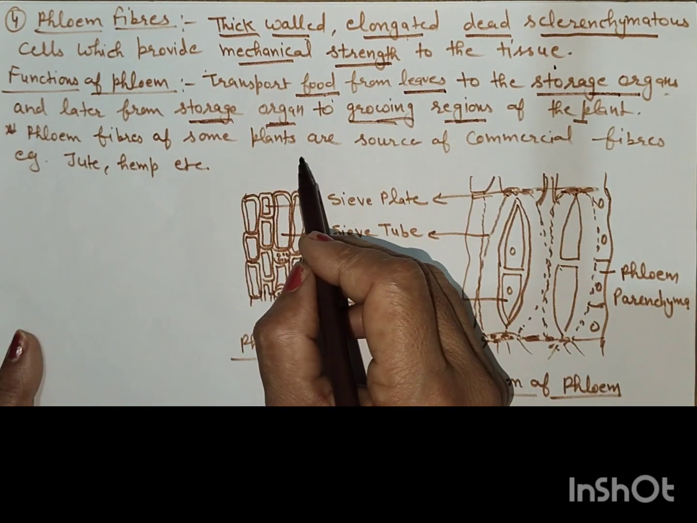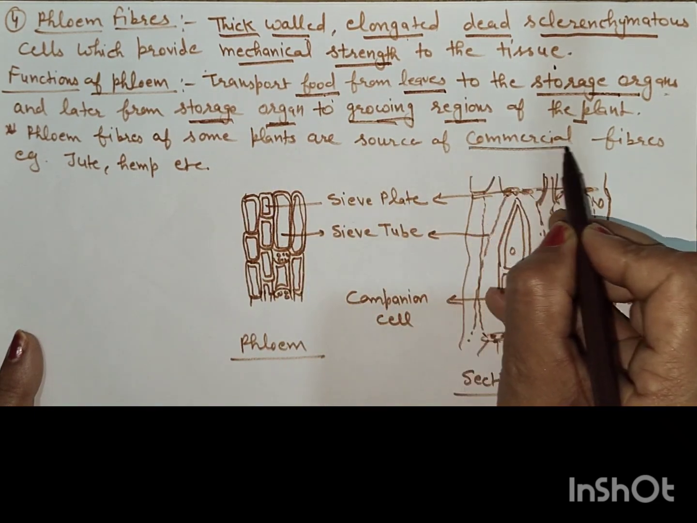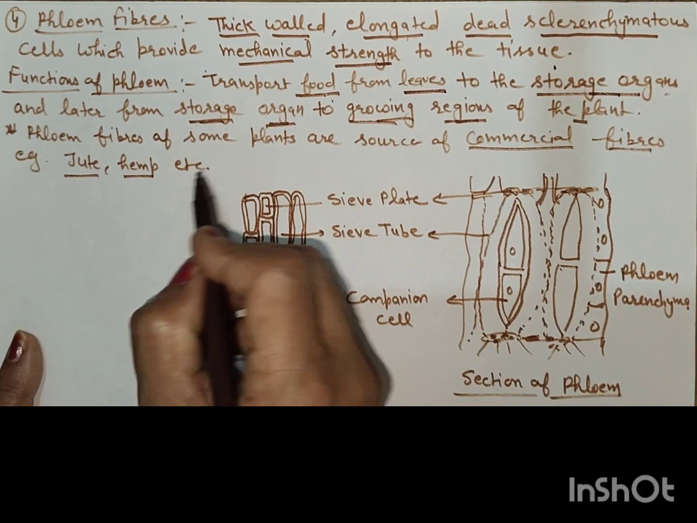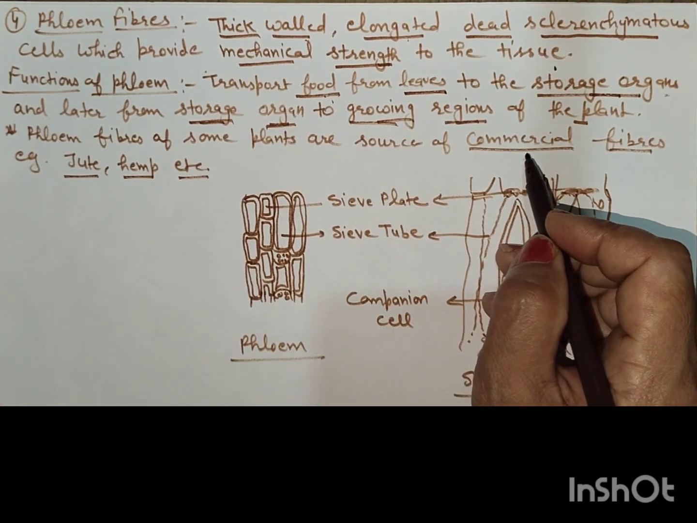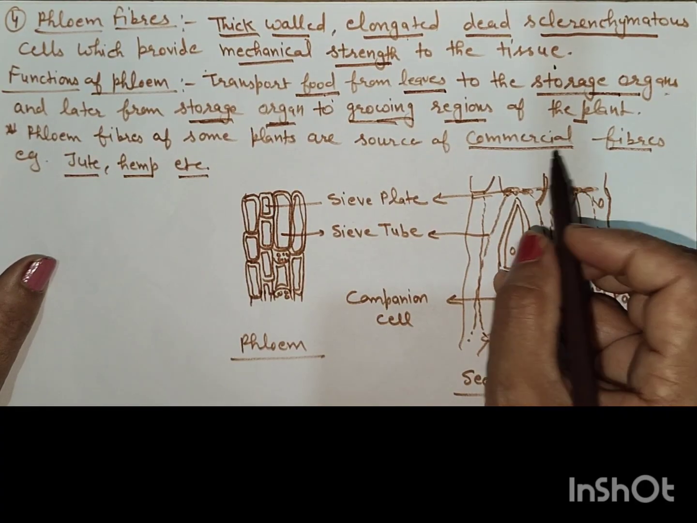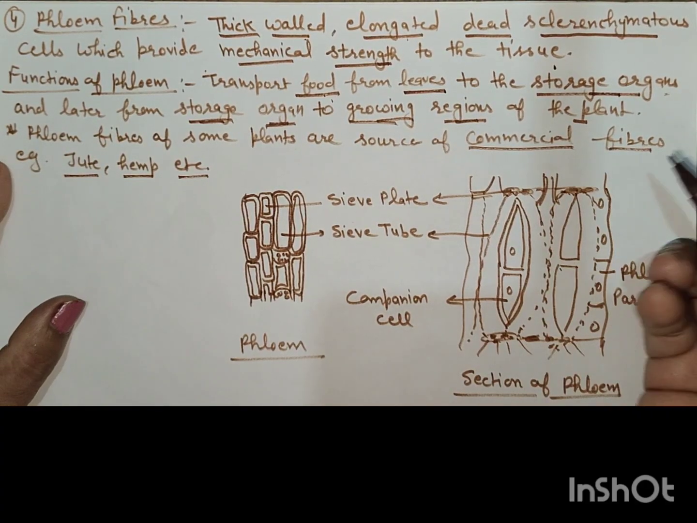The fibers of some plants are commercial fibers, for example jute, hemp, etc. These are used at the commercial level and are called the source of commercial fiber.